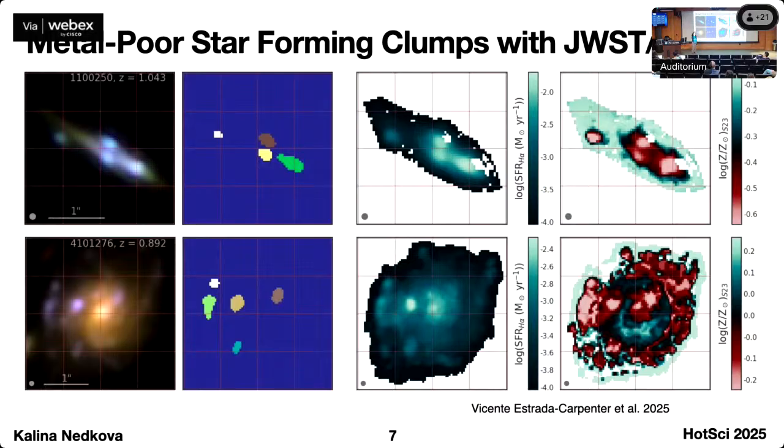And I myself am interested in the integrated properties of these galaxies. So do galaxies with clumps on an integrated scale, do they lie on a different part of the mass-metallicity relation than galaxies that don't have clumps? So PASSAGE will let us know.